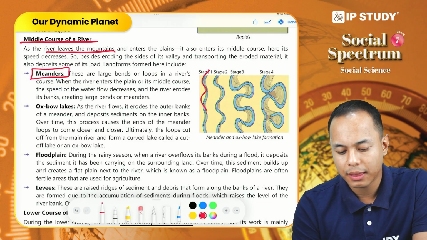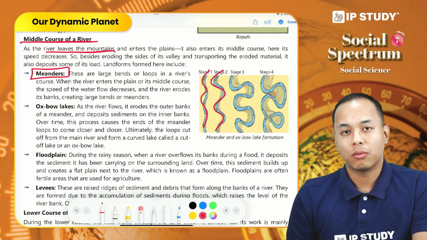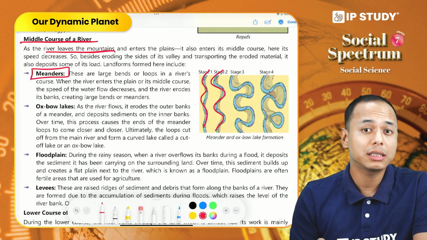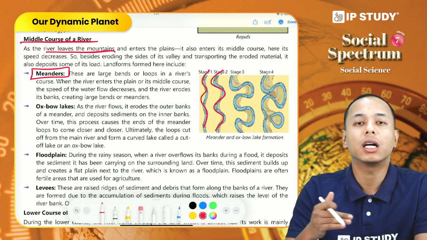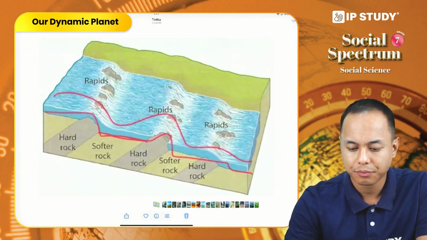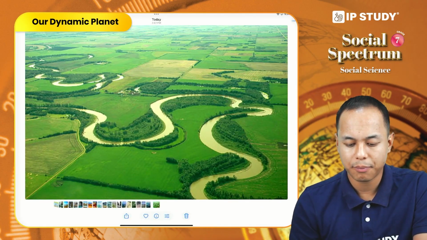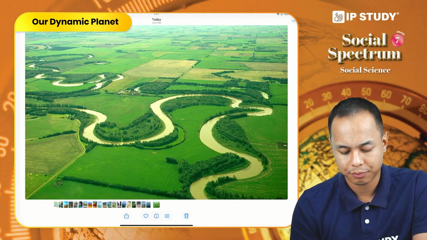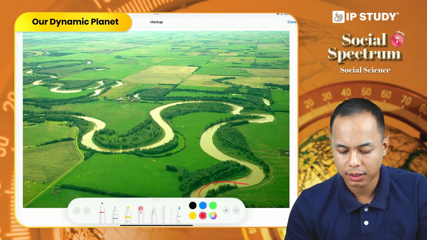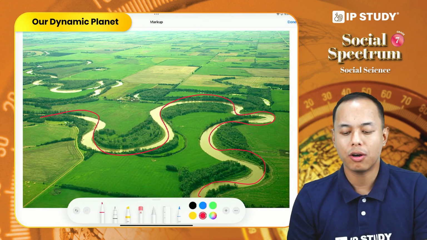So this loop. Since the water's velocity decreases, the river starts to move in a curved way or in a loop. So this is a meander. See, this is the best example of a meander. We can see the loop here, all this loop. So this is called a meander.